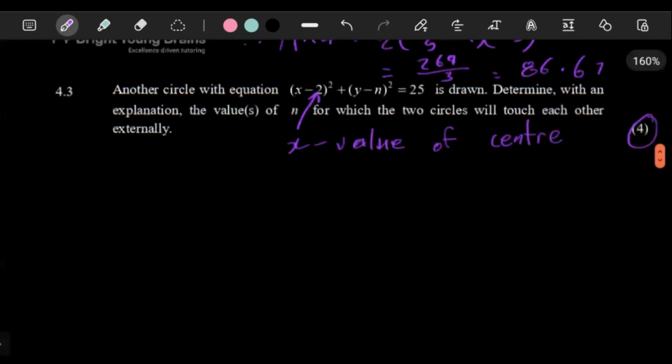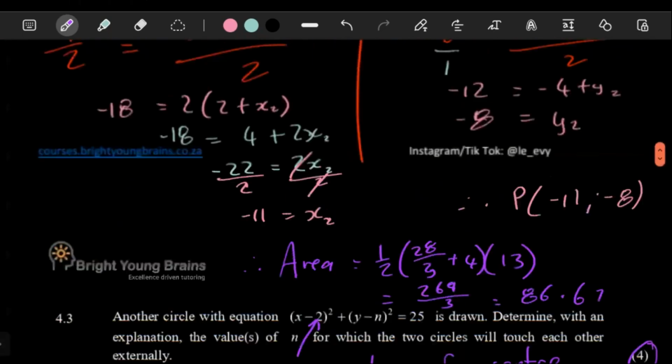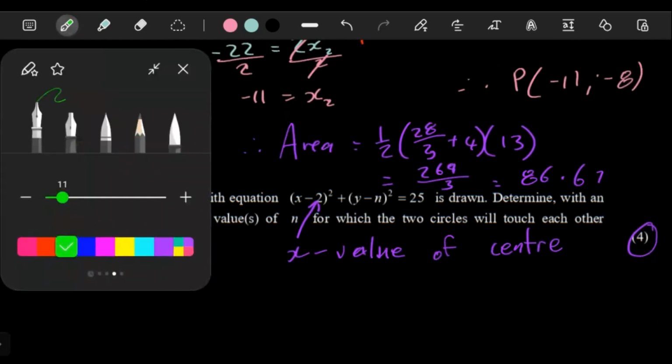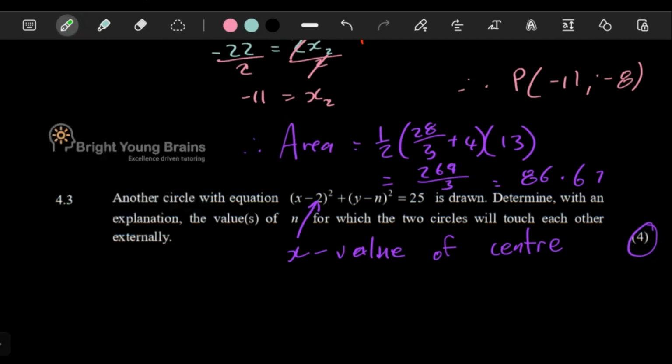So if you think of it nicely, n represents the y values of the center. So if they say determine with an explanation the values of n, the 4 marks comes from the explanation, basically. You're going to write out what you're going to write out, but your explanation is what needs to back you up. It says another circle with this center is drawn, determine with an explanation the values of n for which the two circles will touch each other.